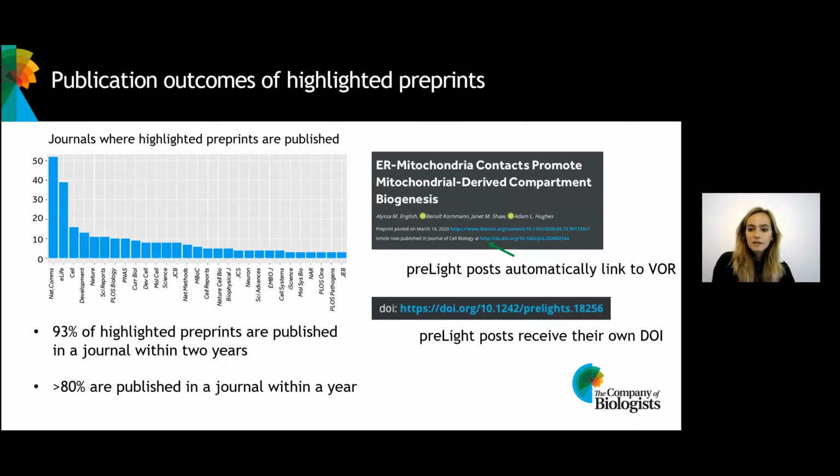In the almost 3.5 years since its launch, preLights has amassed close to 1,100 posts highlighting new preprints across all fields of the biological sciences. We've seen that 93% of preprints that are highlighted get published in a journal within 2 years, and over 80% are published within 1 year. Once the preprint is formally published in a journal, we automatically link to the version of record from the site, similar to bioRxiv. Each preLight post also gets its own DOI, and it is also indexed on multiple websites, including Europe PMC.